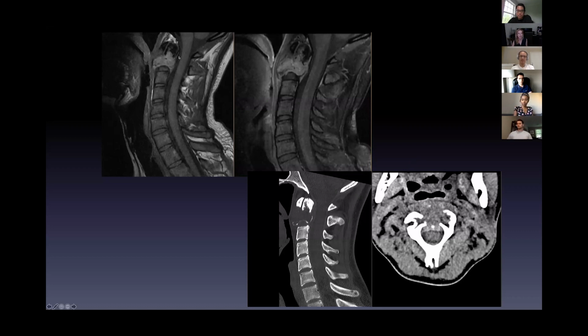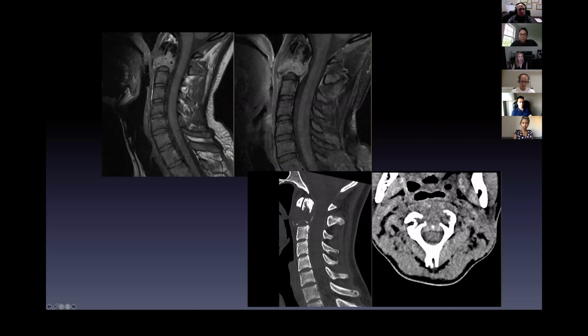So, sagittal T1 pre. Can you see this? My pictures are overlying it, so I can't see it as well. Sagittal T1 post-contrast, fat saturated image. And then we've got our sagittal and our axial CT. For the interest of time, I'll take it.